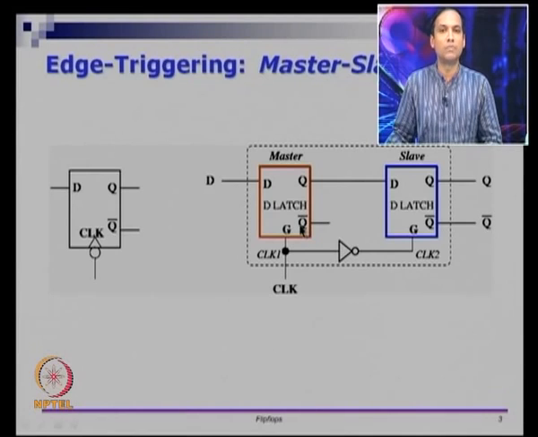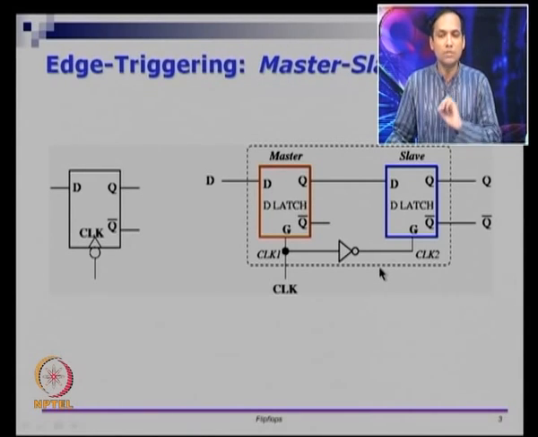The Q bar of the master latch is not connected to anything, and from the external world point of view, it takes an input CLK and D. So, there is D and there is CLK, and there are two outputs Q and Q bar.